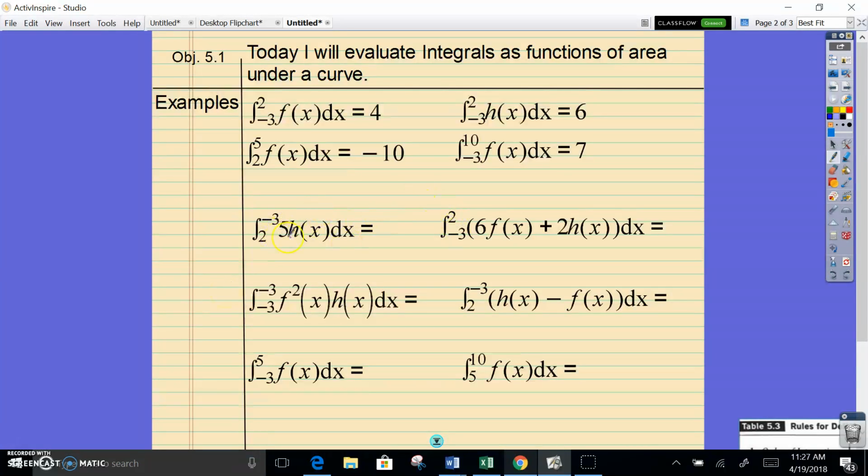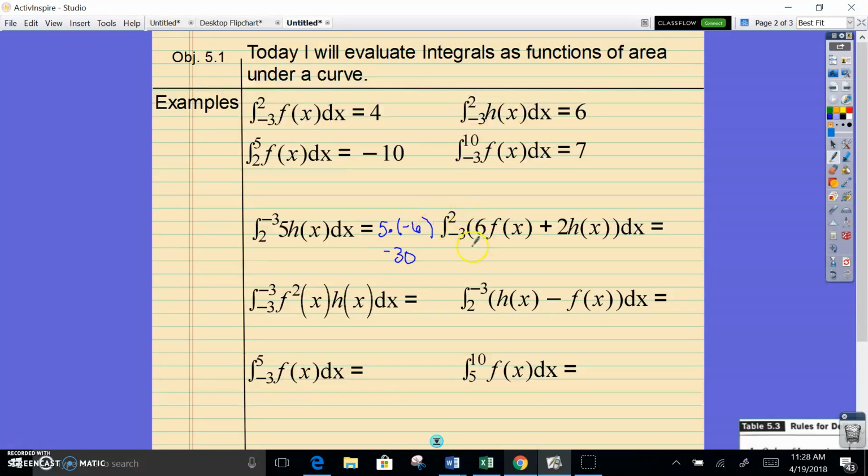So we'll take the first one. It says to evaluate 5 times h of x, and it's the integral from 2 to negative 3. If I go to h of x, the answer is going to be 6 from negative 3 to 2. So I'm definitely going to take 5, and multiply that by the integral from negative 3 to 2, but using the property we learned, if you switch those boundaries, you basically just change the sign. So instead of 6, I'm going to make it negative 6, and that'll give me negative 30.